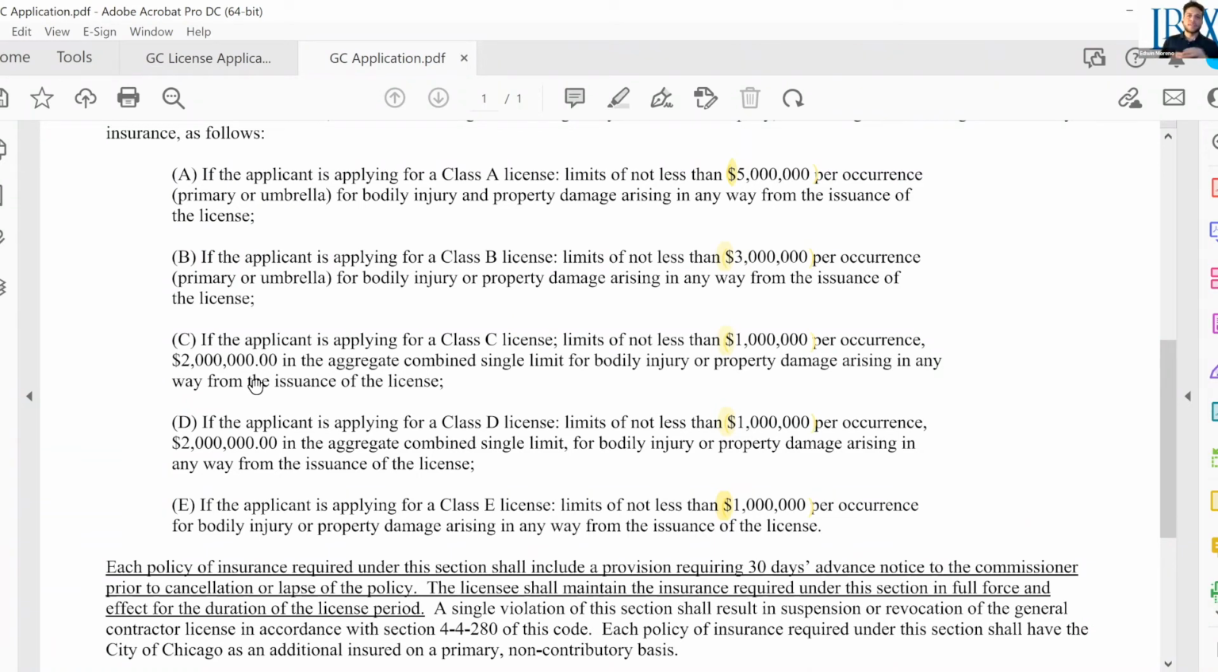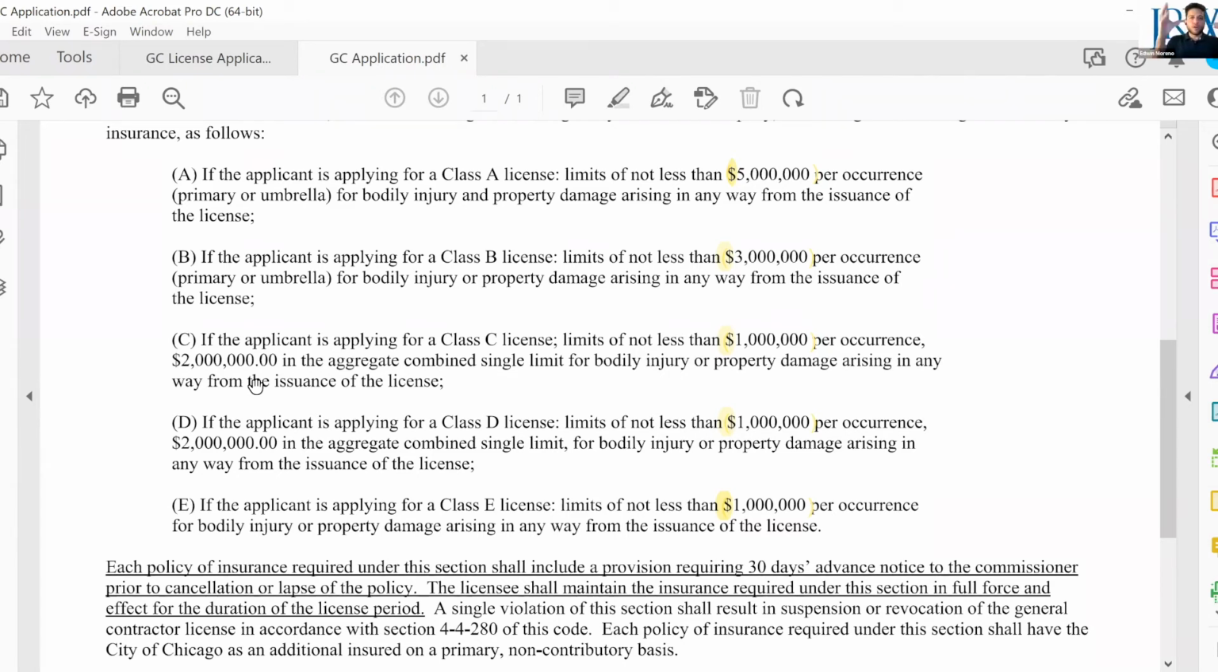The per occurrence of 1 million means that when you have a claim, one occurrence, something happens, something occurred, you have up to $1 million for that claim. If you have one claim that's $100,000, you can just keep having a lot of $100,000 claims, and then you would have up to $2 million total that you're covered for.